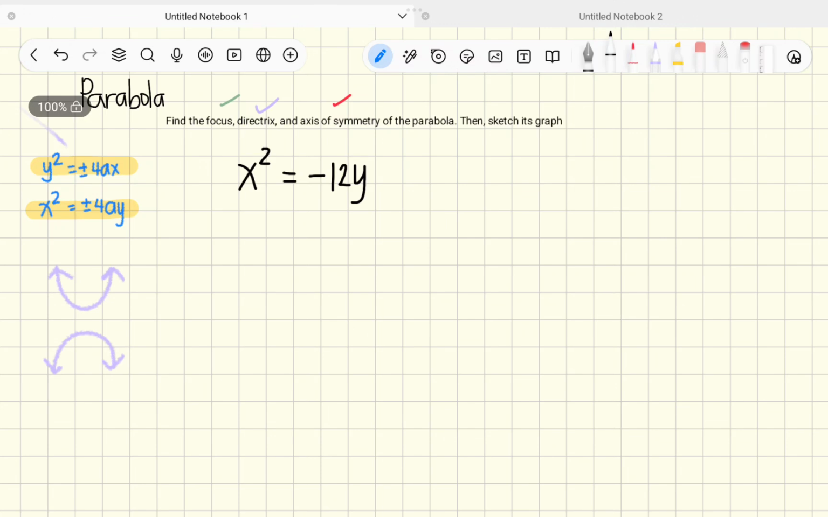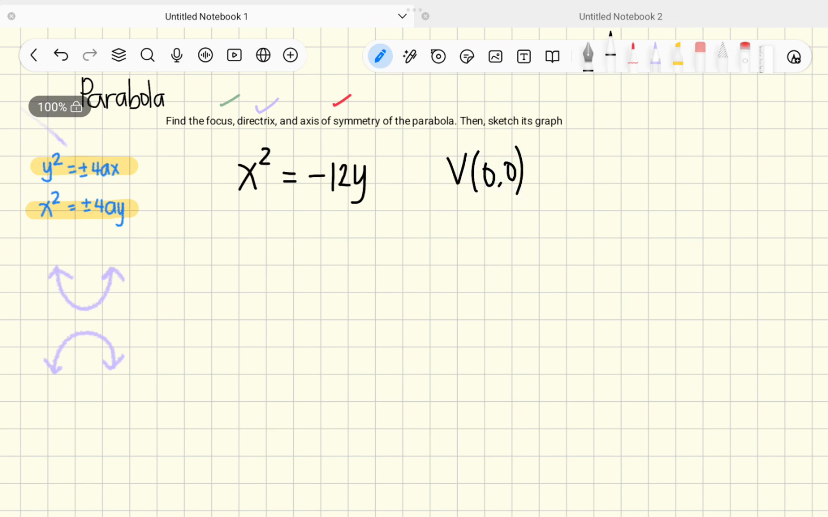Another example, suppose we have a parabola of the equation x squared equals negative 12y. We're to find the focus, the directrix, and the axis of symmetry of the parabola. Then we are to sketch its graph. So we have here the equation in standard form, and obviously the vertex is still at the origin.